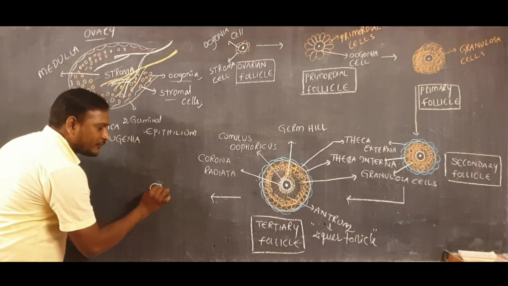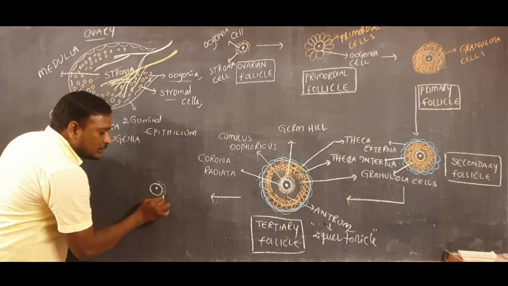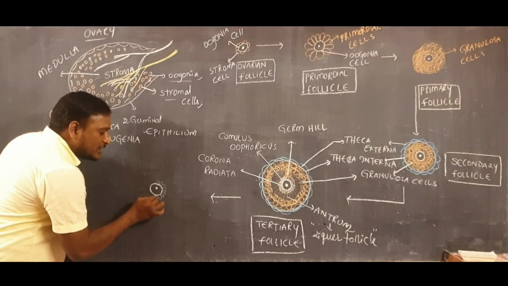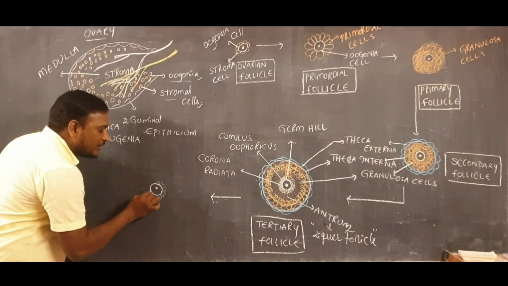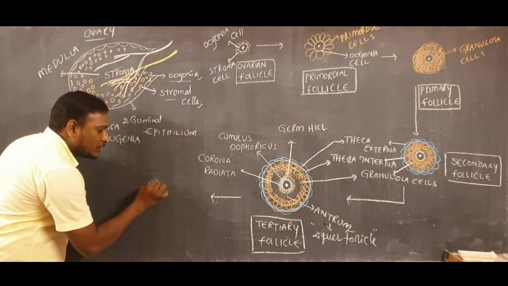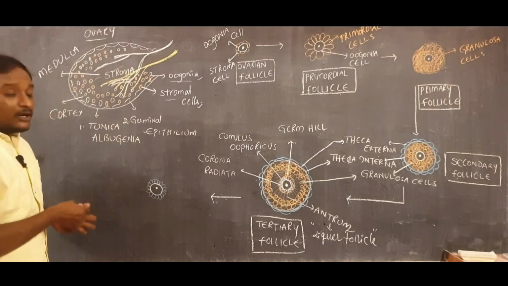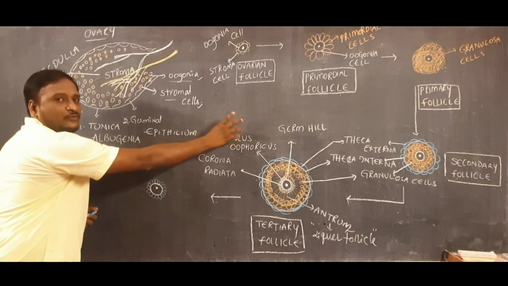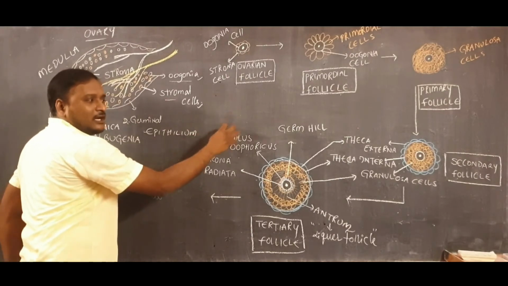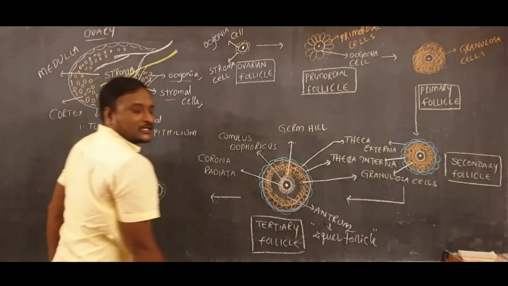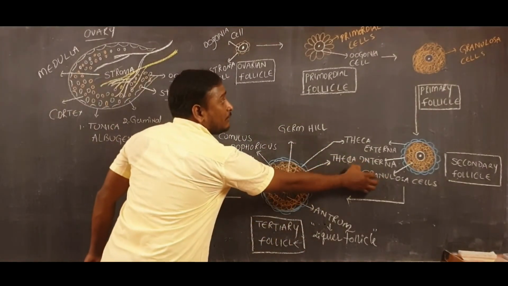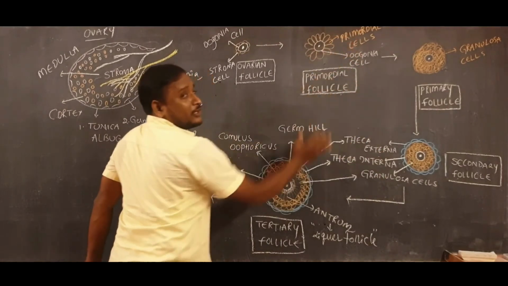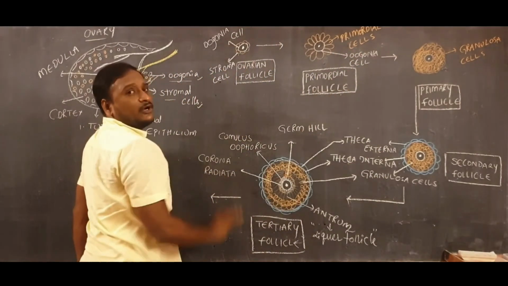Inner side, cumulus oophorus, and in that some cells are very closely associated with the female gamete, which are also called corona radiata. Corona radiata are the part of cumulus oophorus, or a type of cumulus oophorus cells. Cumulus oophorus are a type of granulosa cells. Granulosa cells are part of this primordial cells.